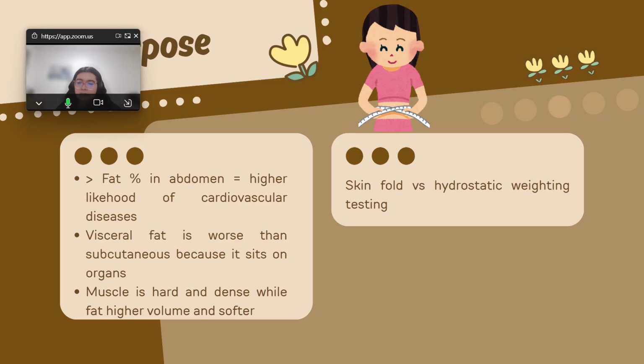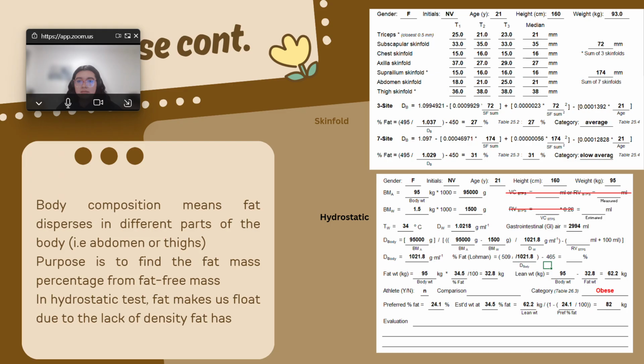We know that it's fat because muscle is hard and dense, while fat is higher volume and softer. To prove this, we use the skin fold test and the hydrostatic weight testing. For the skin fold, we use it because our body composition means that the fat disperses in different parts of the body, for example, our abdomen or thighs. The purpose is to find the fat mass percentage from the fat free mass.